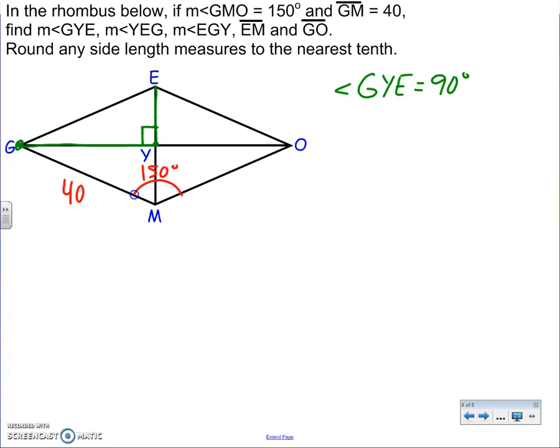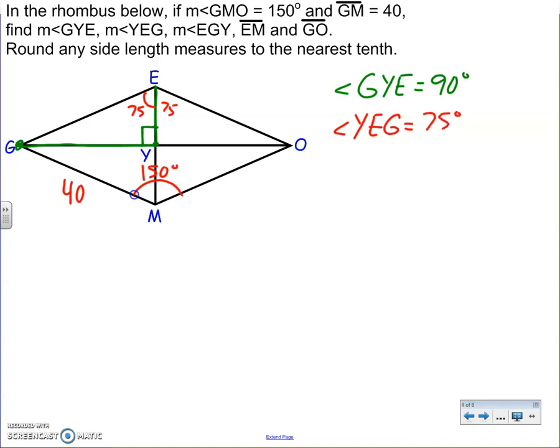It says next find the measure of angle YEG. Where's that? Y to E to G is this top angle right here. We can actually find that. Remember, opposite angles are equal. So if the bottom is 150, the top is 150, but we can halve that and get 75 and 75. So angle YEG is 75 degrees.